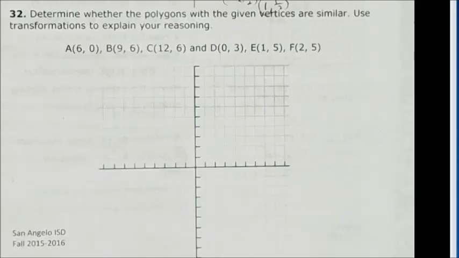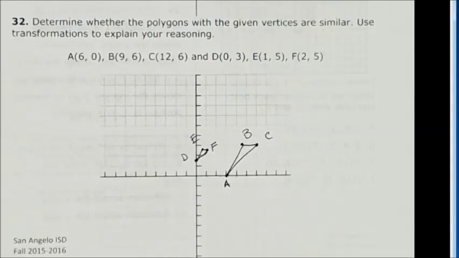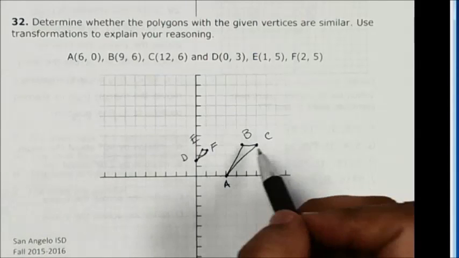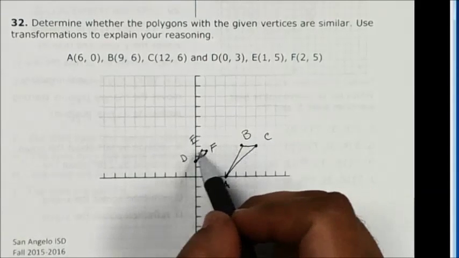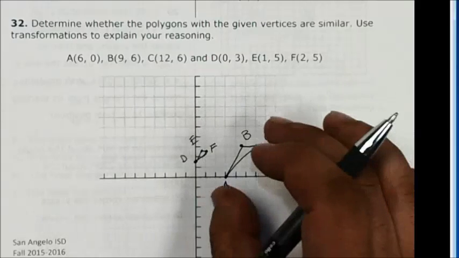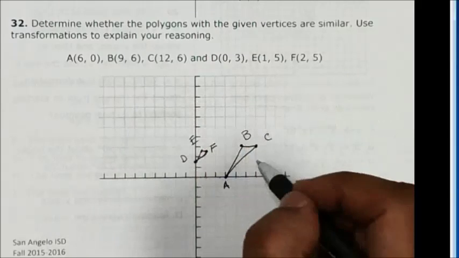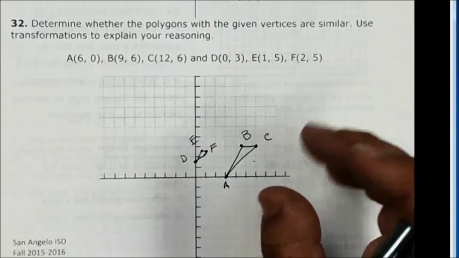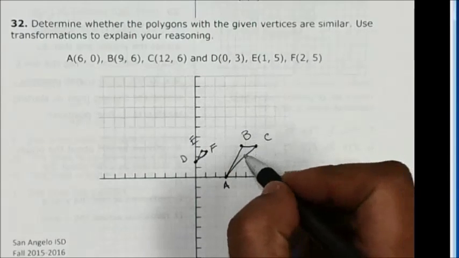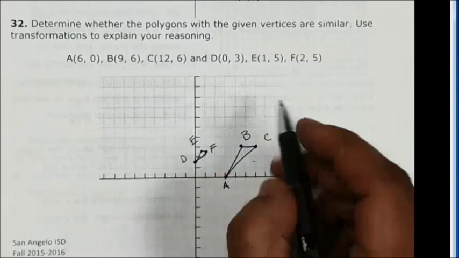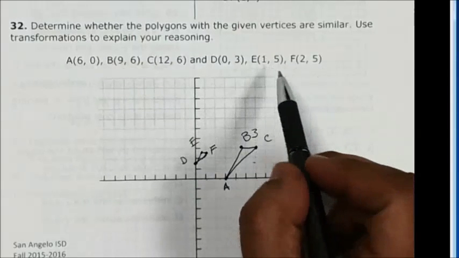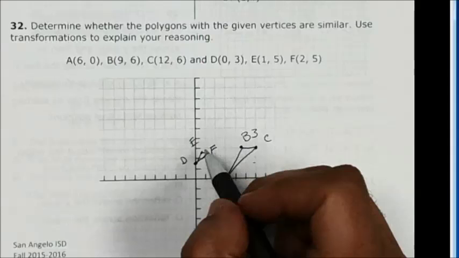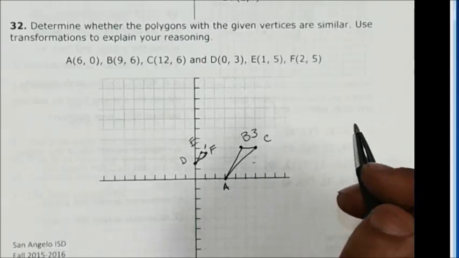Question number 32 says, determine whether the polygons with the given vertices are similar. Use transformations to explain your reasoning. All right, on this one, because of where I graphed these, I'm going to look at this horizontal line because that's going to give me the scale factor. I know obviously that these are getting smaller. I'm going from ABC to DEF, so I know I'm dilating it. I just have to figure out how long. So from 9 to 12, that length is 3. And then if I go from 1 to 2, that length is 1.